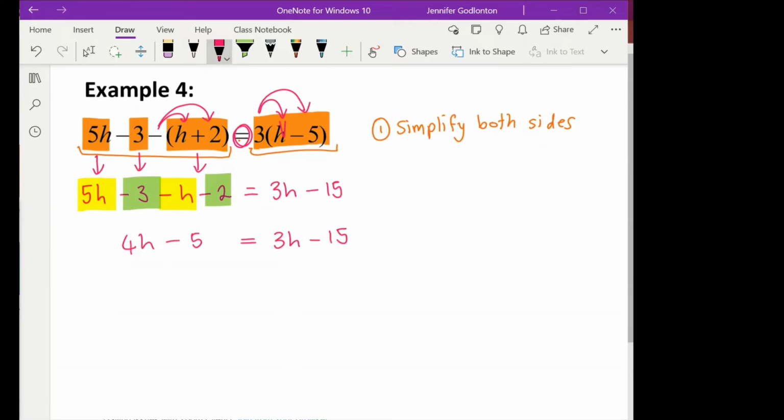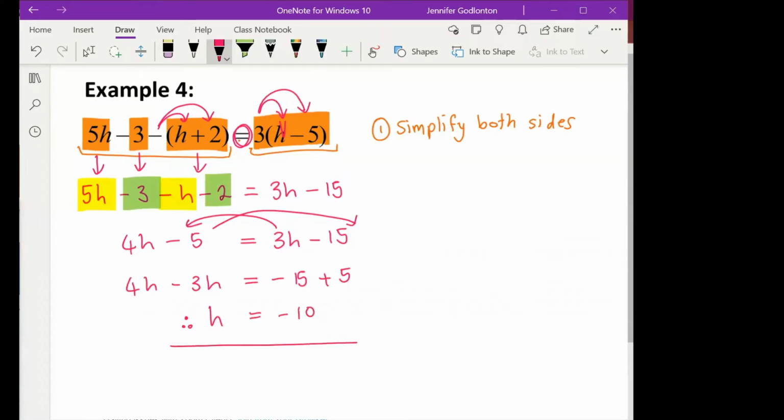Okay, I'm now going to move my 3h onto the left-hand side. So I have 4h minus 3h. And I'm going to move my -5 onto the right. So I'm going to have -15 plus 5. Now 4h minus 3h just gives me 1h. And -15 plus 5 gives me -10.